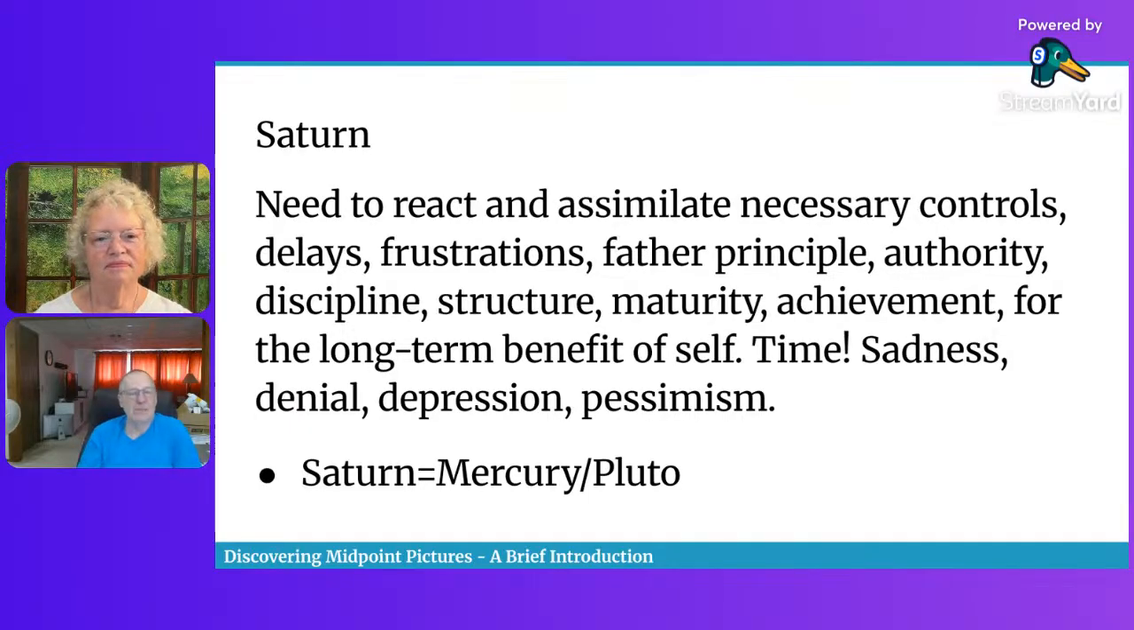Anyway, so it represents necessary controls. It can be delays and frustrations. Why delays? Because sometimes you can't get what you want when you want it. Okay? Mama, I want to eat Peking duck. Sorry, we don't have enough money for that. That's a delay and a frustration, right? Okay? It could be something just common like that.